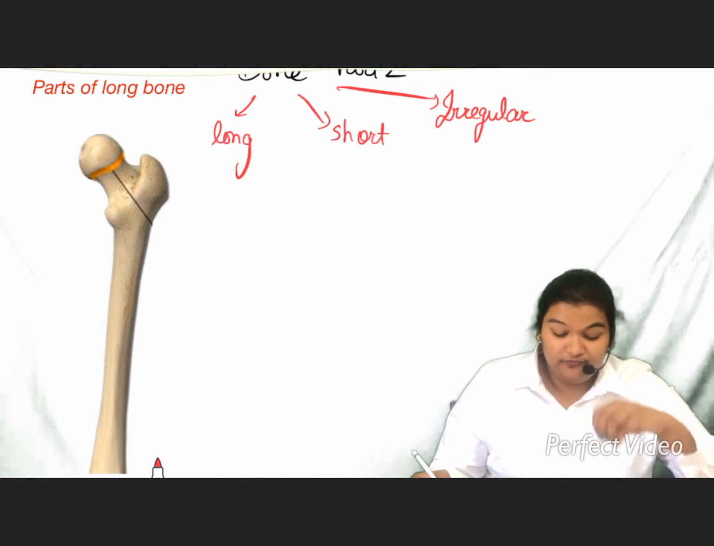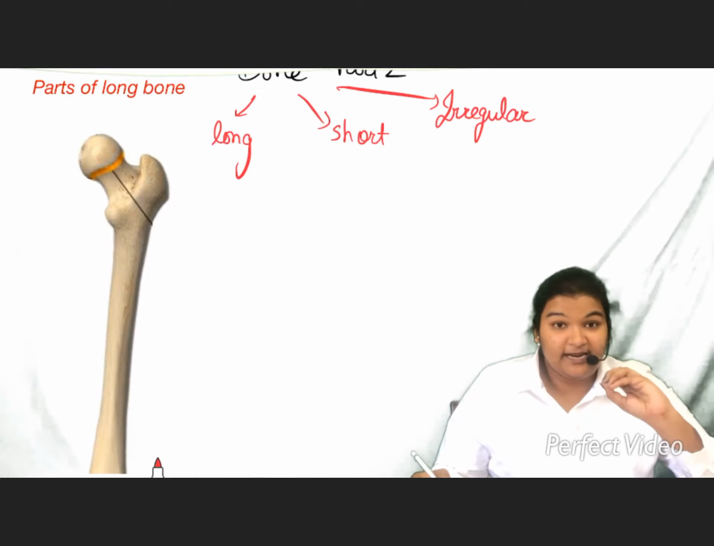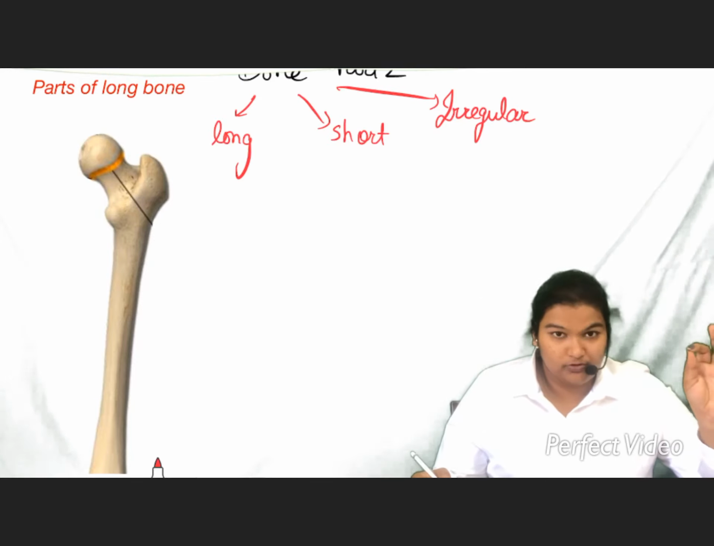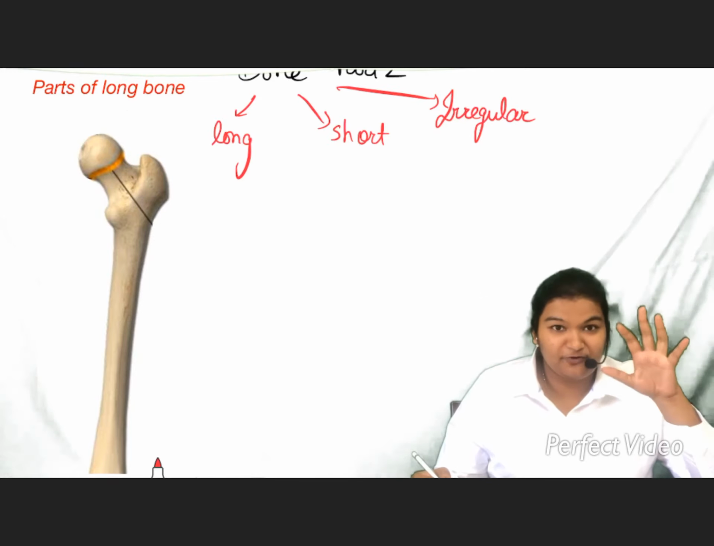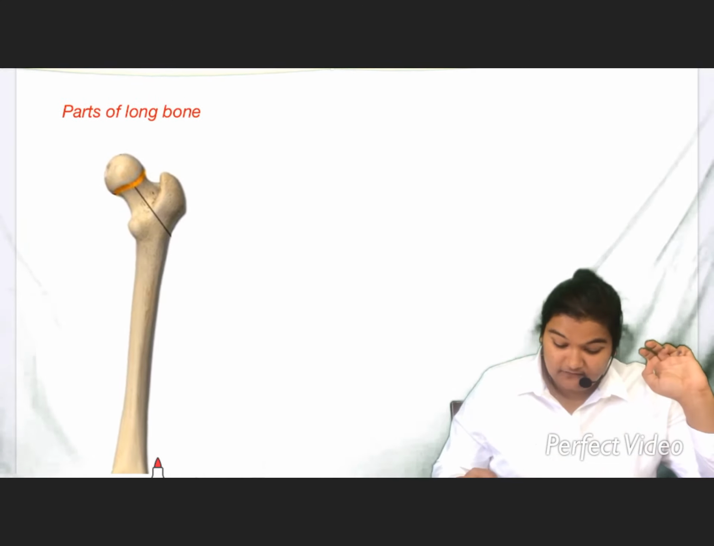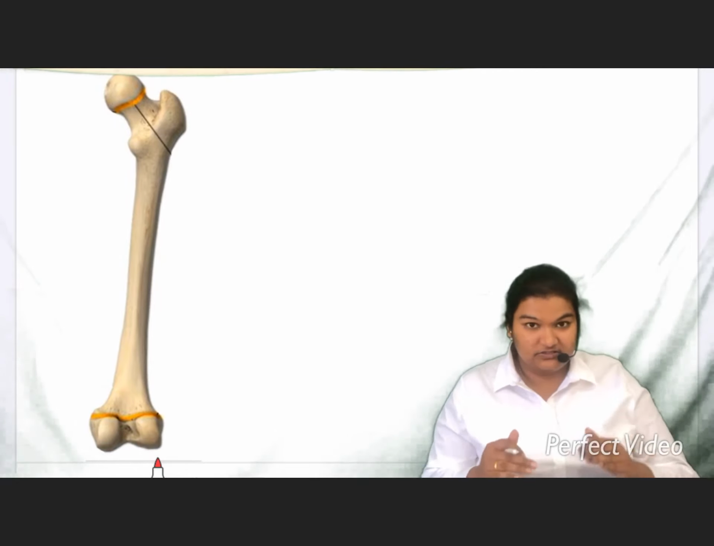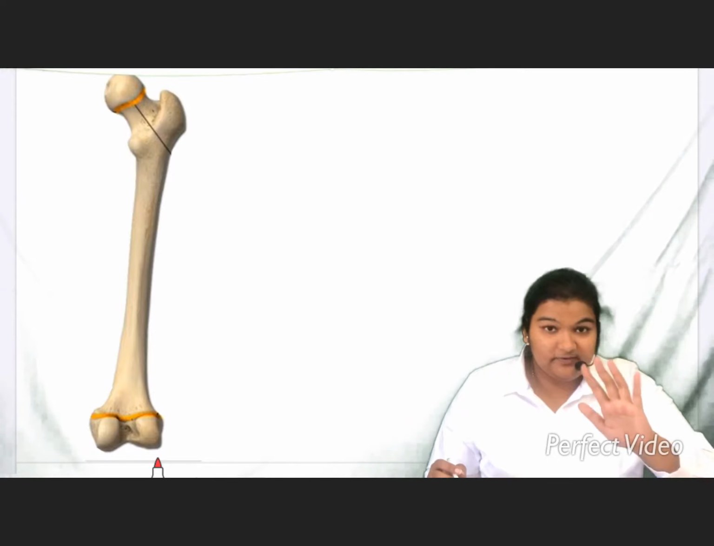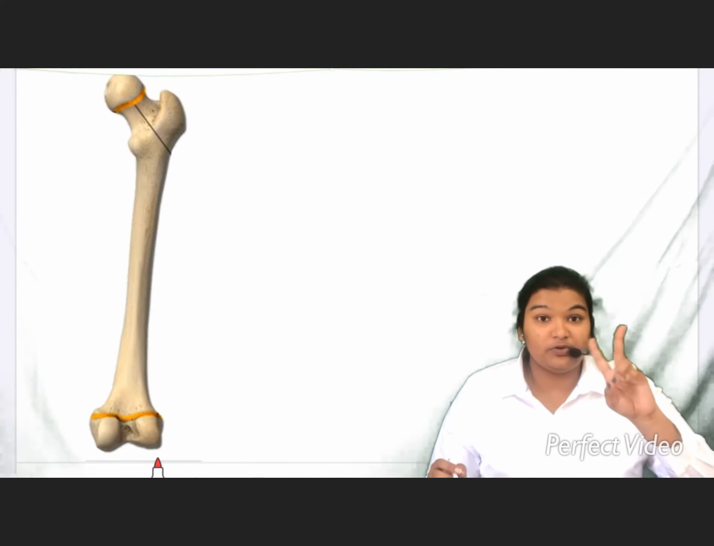In this video, we will be seeing the parts and anatomy of a typical long bone. Okay, the typical long bone. We are going to see only the long bone right now. So, when you see this image, this is a long bone, and can you identify the bone? Yes, right, it's a femur. A typical long bone has 2 ends, and we call those ends epiphysis.